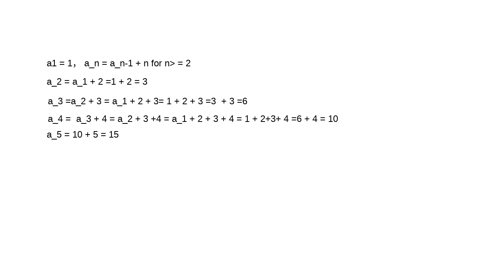So A1 equals 1. A2 equals 1 plus 2. A3 equals 1 plus 2 plus 3. A4 equals 1 plus 2 plus 3 plus 4. A5, as you can imagine, should be 1 plus 2, let me just add one step.